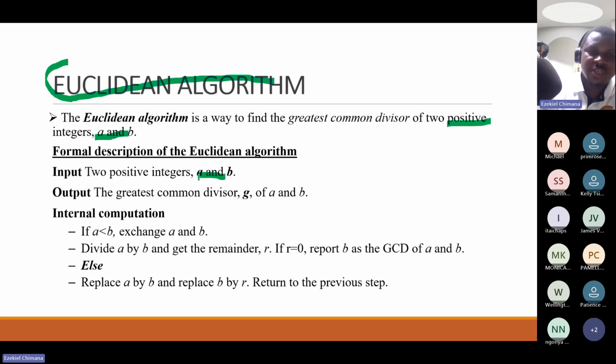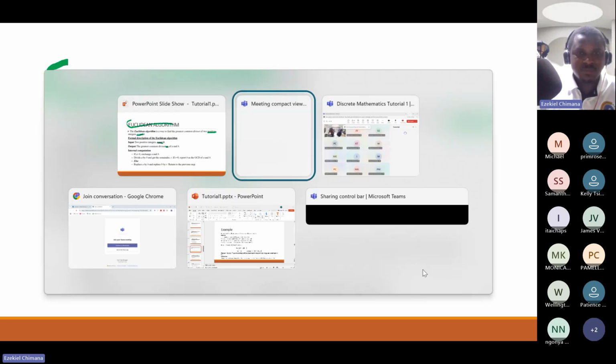And then after giving the algorithm these two numbers A and B, the output will be the greatest common divisor, which is G. And this greatest common divisor will be the GCD of A and B. That's what it means there.